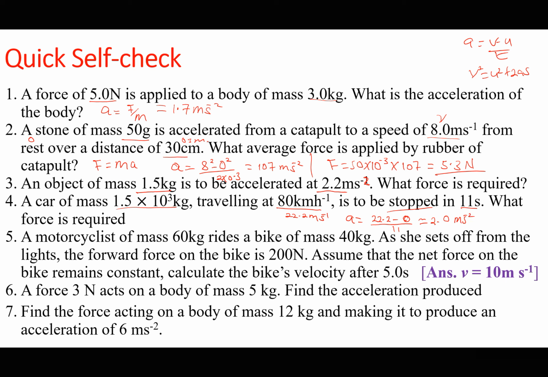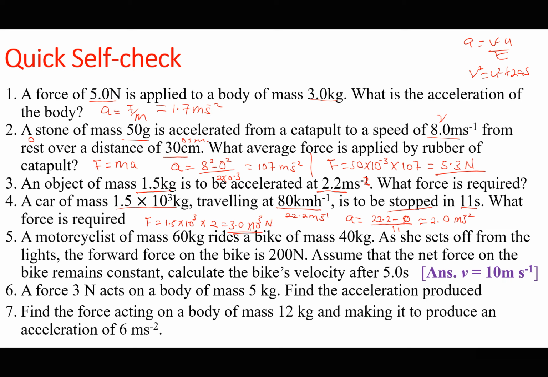Of course, this acceleration is negative, but the negative is not going to be used anywhere here. We just want to find the force. So the force is mass times acceleration. So it's 1.5 times 10 to the power of 3, then times 2, which is going to be 3.0 times 10 to the power of 3 newtons.